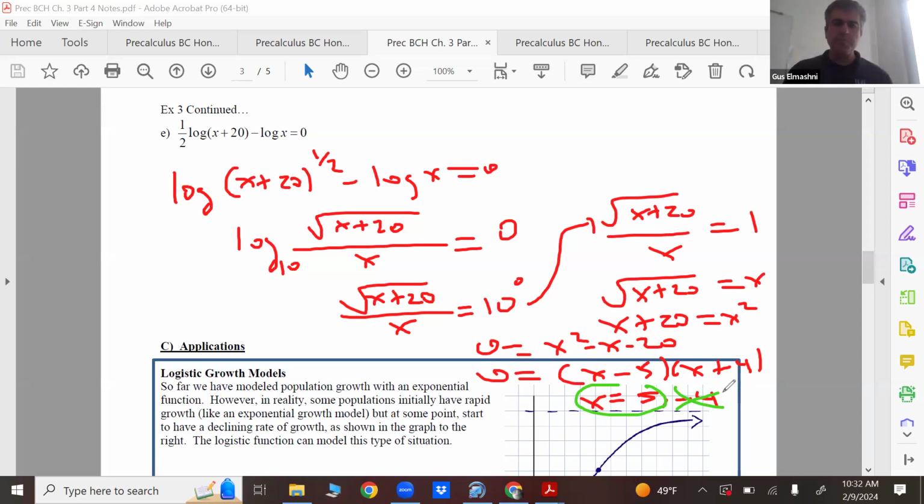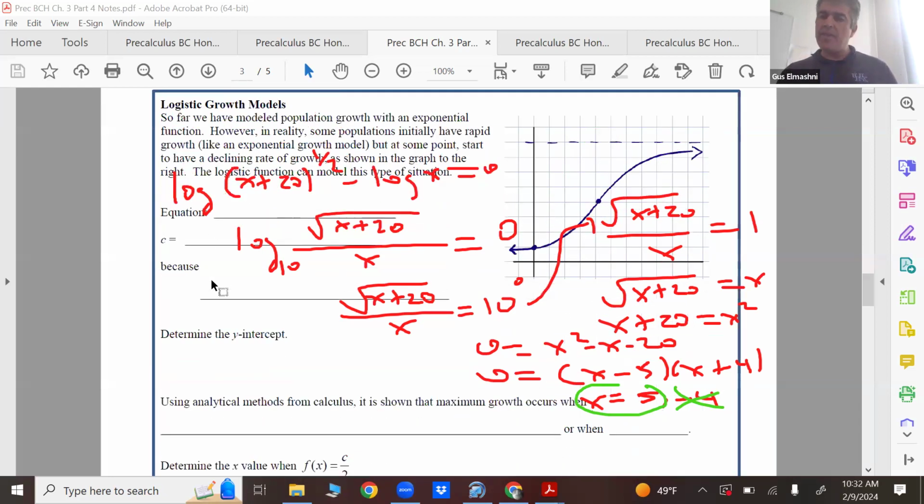Okay. Any questions so far? We're halfway through the notes. We're good? Questions now? Okay, let's keep moving. All right. This I like a lot. This is actually a really cool model.